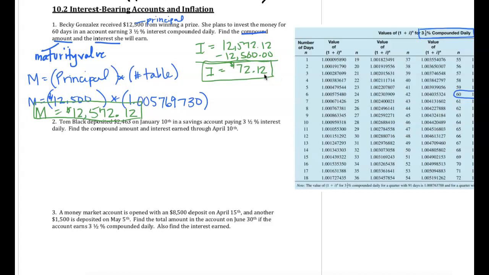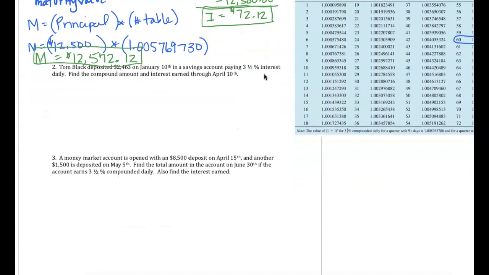Let's try that as a second question, number 2. Tom deposited $2,463 on January 10th, at that same 3.5% interest compounded daily. Find the compound amount, that maturity value, and the interest through April 10th. In the first question, they gave us the exact number of days. In this question, we're going to have to calculate that. We did calculate that before in a previous chapter, so it's just going to use that same method. How many days in January, how many in February, how many in March, and how many in April.